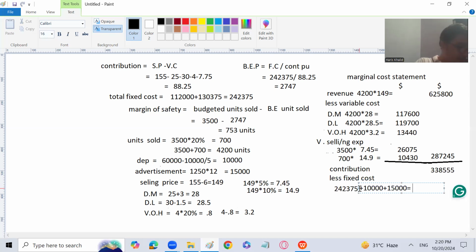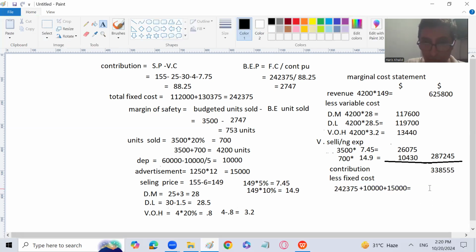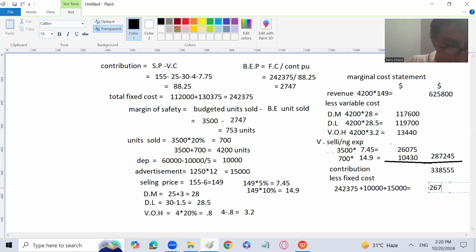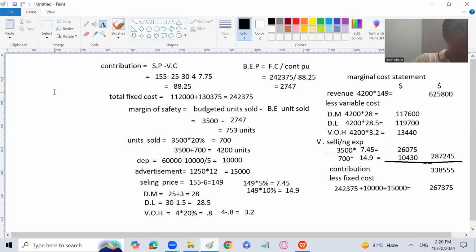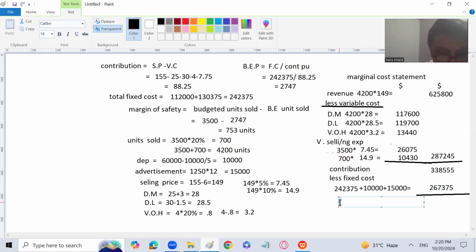So let me calculate it. 242,375 plus 10,000, 267,375. So 267,375 is the fixed cost. And I will subtract the fixed cost to find the profit for the year. So I can find the profit easily now. So I have found the profit, which is the profit for the year. And this has been asked us to calculate actually in the question.